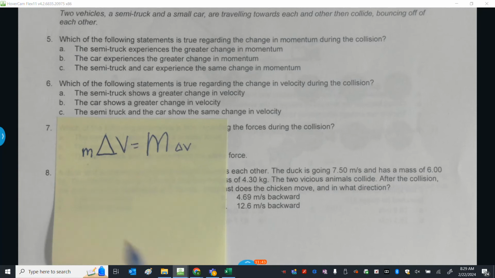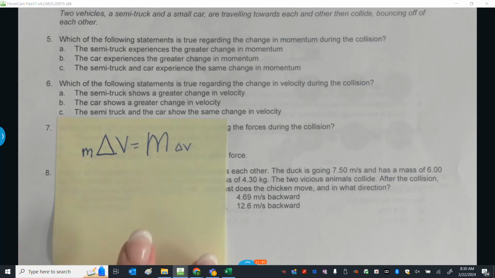Okay, and so the smaller object will have a greater change in velocity. It will also have a greater acceleration. We talked about that as well. Okay, and the smaller object is the car, and so the answer to number 6 should be B. The car shows a greater change in velocity. Questions about number 6?